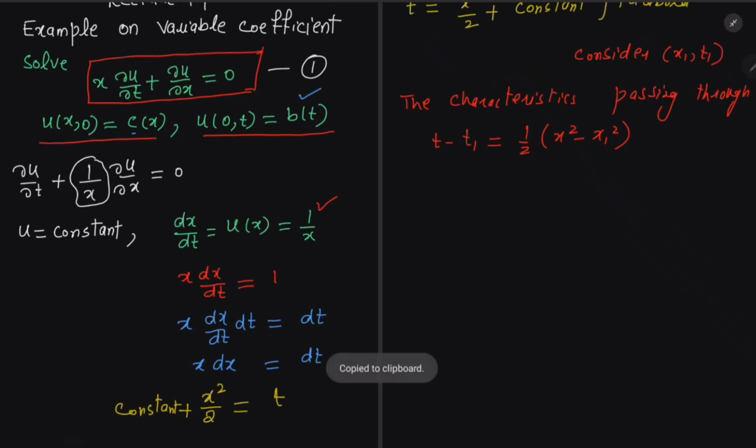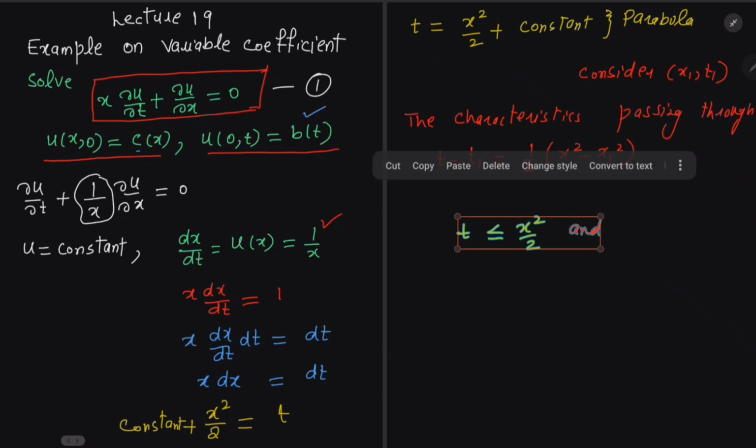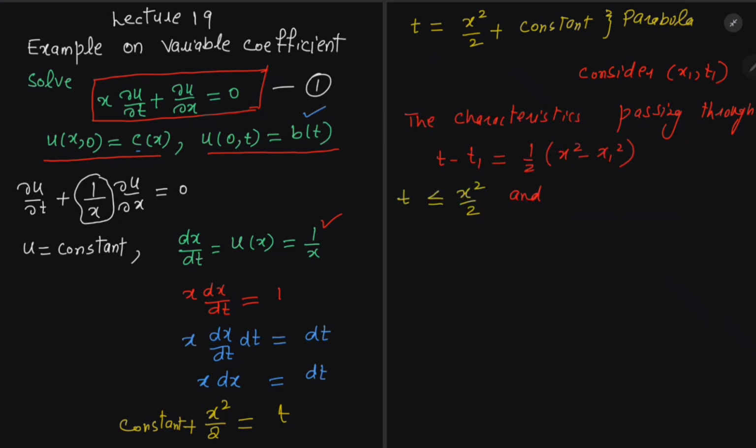I have to use this equation later on, this partitioning of the characteristics later on. So we just say that there is a point x1, t1, and the characteristic passing through this point is this equation: t minus t1 is half of x squared minus x1 squared. When you put x equal to x1, t equal to t1, you get 0. So the characteristic is passing through this point.